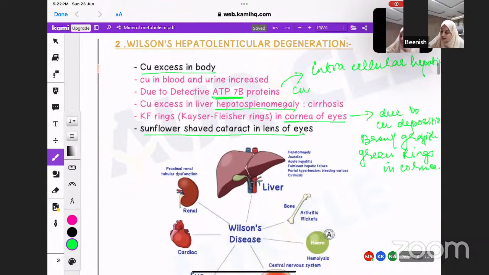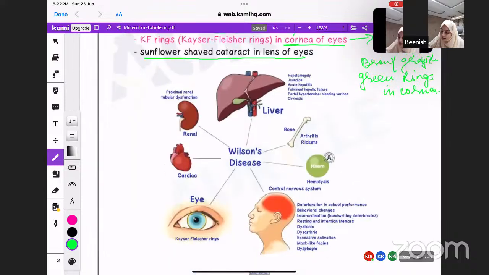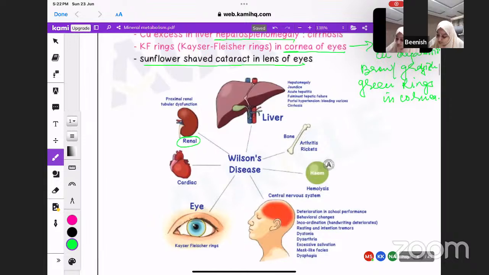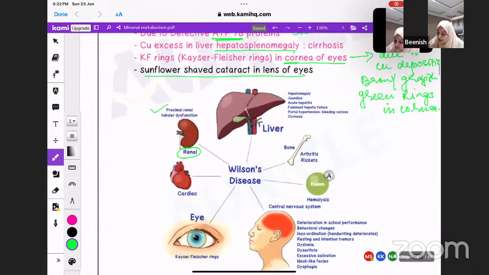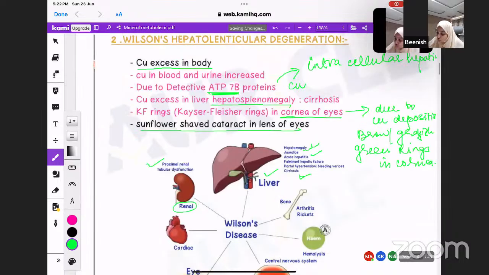Another feature is sunflower-shaped cataract in the lens of the eyes. So all of these are your clinical features of Wilson's disease. Here in this diagram, it is showing proximal renal tubular dysfunction. Then in the liver, hepatomegaly, jaundice, acute hepatitis, cirrhosis. This is because of intracellular hepatic accumulation of copper.